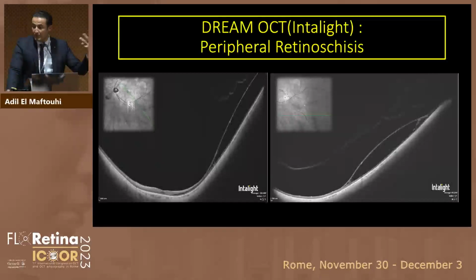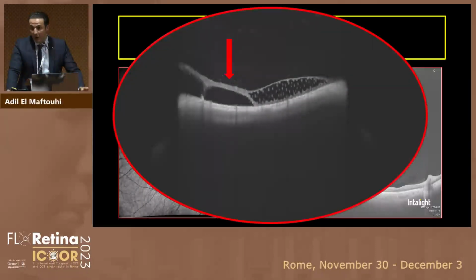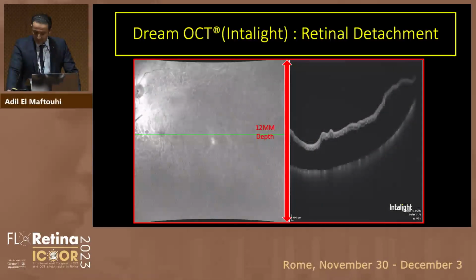In this case, in the bullous retinoschisis, you can analyze the details about the architecture within the retinoschisis and analyze the risk of conversion to retinal detachment. And look here, in the case of retinal traction with a small retinal detachment, but with no hole. A complete retinal detachment with a high depth is very easy to scan.